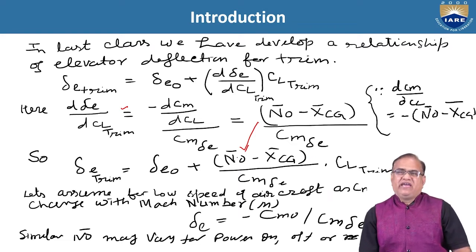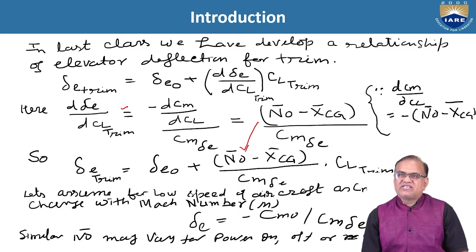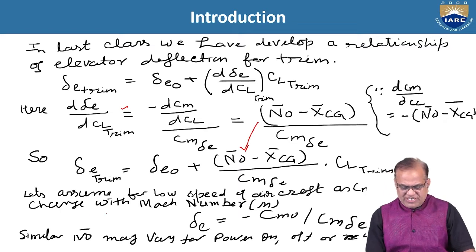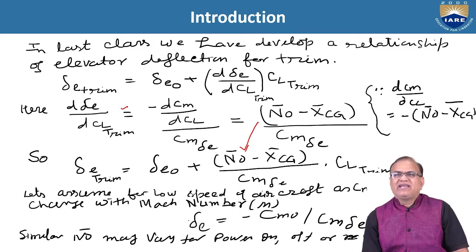You know that N naught is the neutral point and X CG is the CG location of the aircraft with respect to the reference line, and mostly we take this reference line from the leading edge of the wing. Cm delta E is dCm by d delta E, the moment coefficient per unit deflection. Let's assume for low speed of the aircraft that Cm delta E will not change with Mach number. So we can write here that delta E naught is equal to minus Cm naught by Cm delta E.